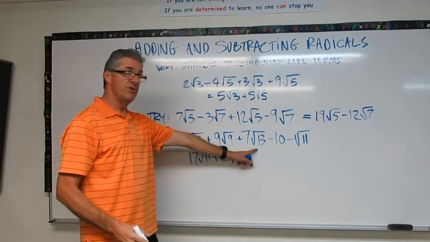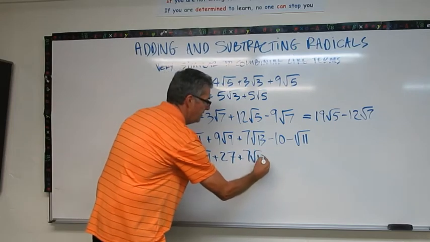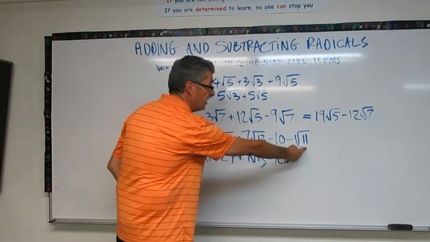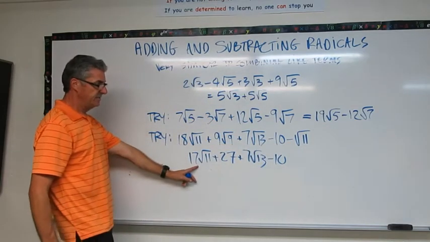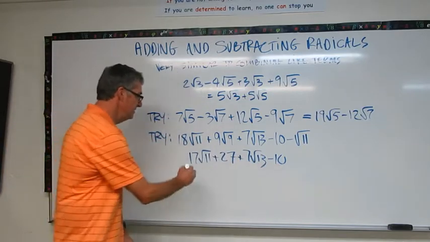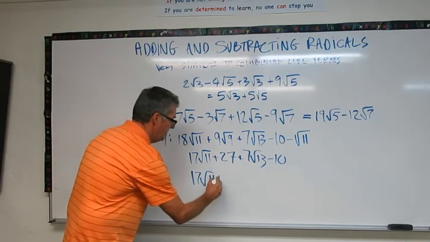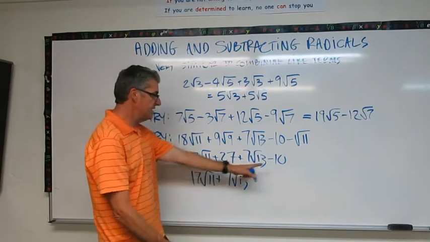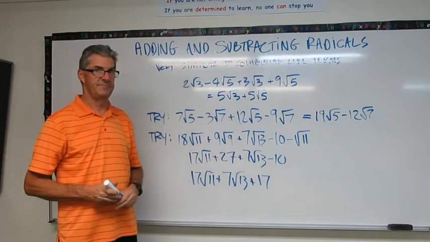Do I have any other root 13's? I do not. And I have my minus 10. Remember, I combined my root 11 with the 18 root 11's here to get 17. So now I just have my 27 and my negative 10. So I'm going to do 17 root 11 plus 7 root 13. Now let's combine. 27 minus 10 is going to be plus 17.